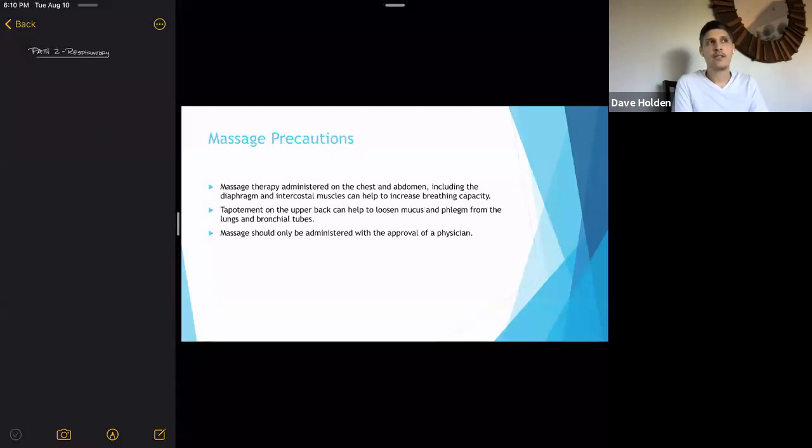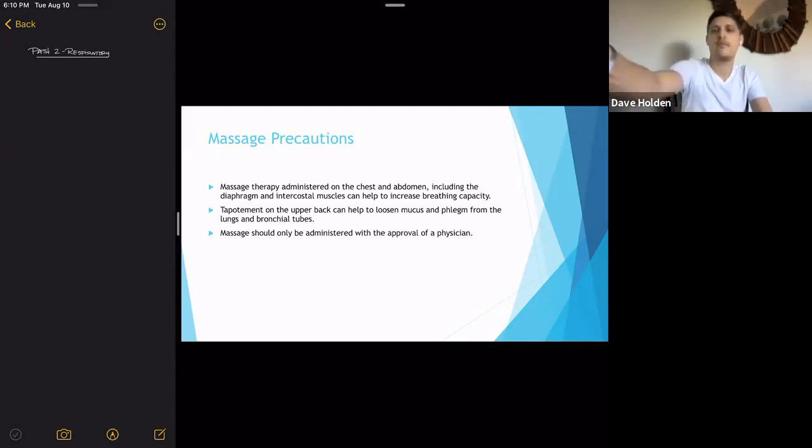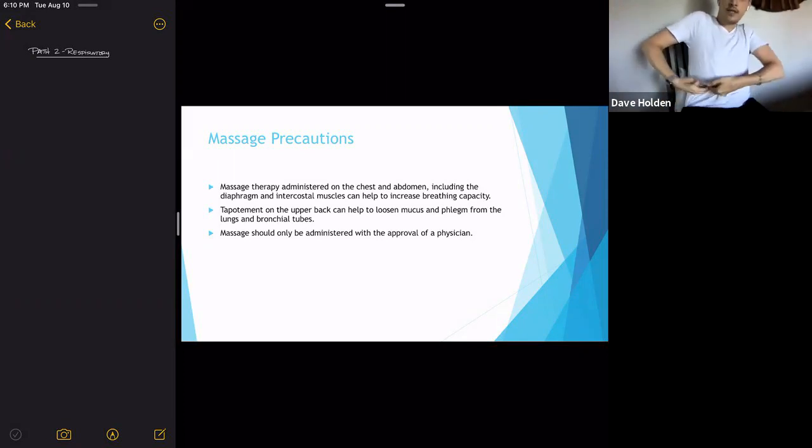Generally, we would apply massage to the chest or to the abdomen or to the back. We could also include massage to the diaphragm. Let me move my camera. You can apply massage to the diaphragm. You have to get under the ribs and focus on the diaphragm in there, or the intercostal muscles. You place your fingers in between the ribs and you dig in and start loosening up the intercostal muscles.